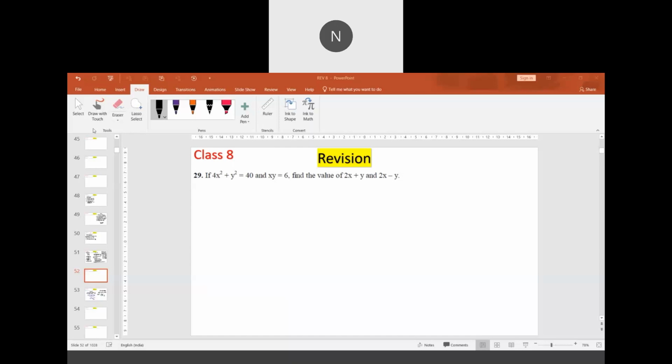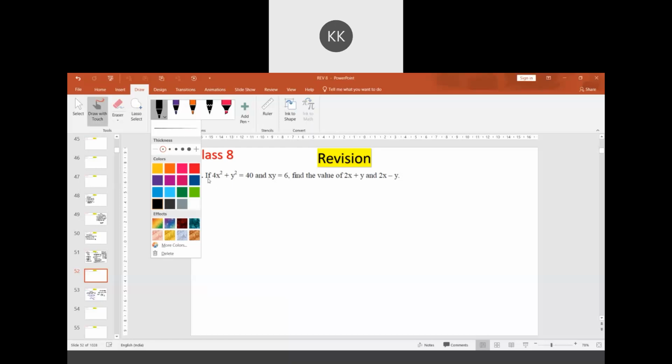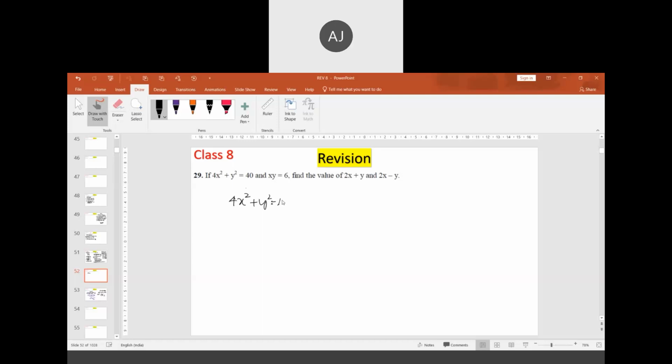Sir, 4x² plus y² is equal to 40. xy we know is equal to 6. Now, if you want, you tell, I'll write. Then we will see whether it's correct. We need to find 2x plus y and 2x minus y, sir.